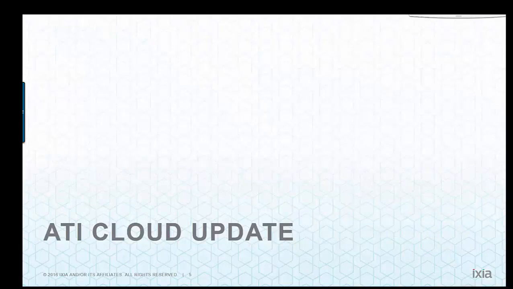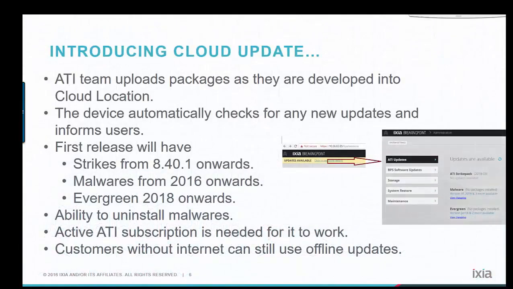ATI Cloud Update. Now we all know that ATI is awesome. It has been adding lots and lots of applications and attacks every 2 weeks. In the last year, every month we used to add malwares, but it was still not as fast as the attacks were getting produced. Every day there are a few thousand new malwares getting into the system, and that's why we needed the agility of cloud, where the customer has the flexibility to download some of these updates from the cloud anytime.